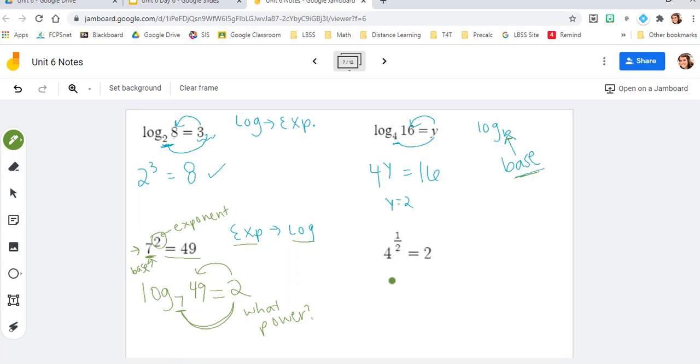We can try the exact same strategy over here. I'm going to write out log and leave some space. So my base here is 4. This is the base of the exponent. So the base of my log is 4. And it says 4 raised to what power? What is the power? Well, the exponent here is 1/2. So 4 raised to the 1/2 equals 2.